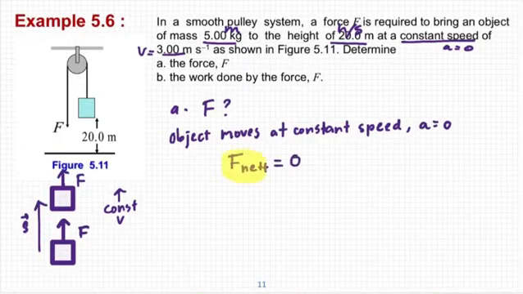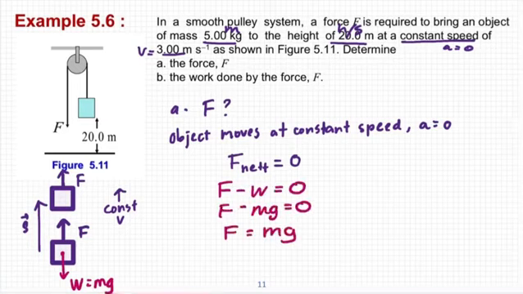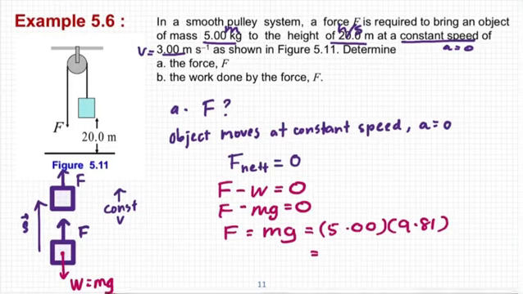And then we have to find F net. In this case, we only have motion in the y component, so we only have to look at forces in the y component, in which we have force F, and we also have another force, which is the weight of the object. So our net force will be equal to F minus weight equal to 0, and weight is mg, so F minus mg is equal to 0, and then we get F is equal to mg. Mass is 5 kg, times 9.81, and then we get the force is equal to 49.1 Newtons.